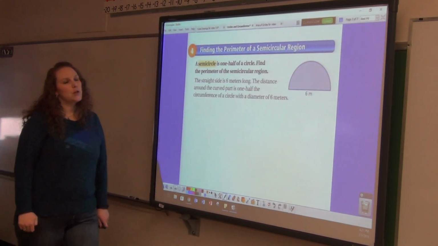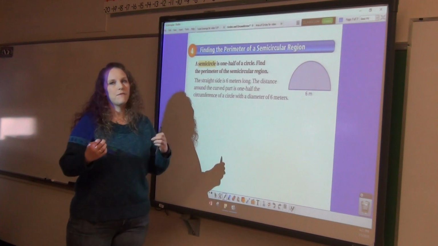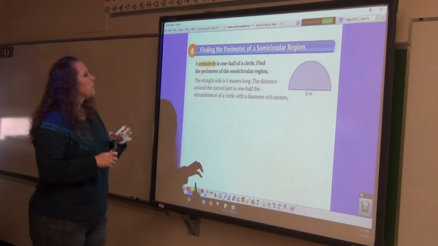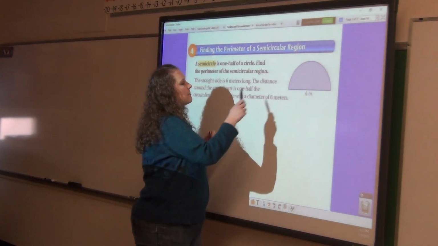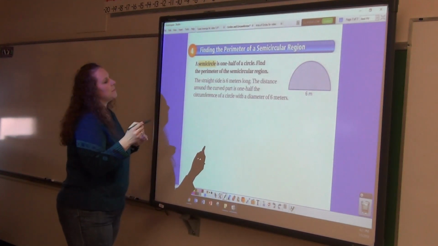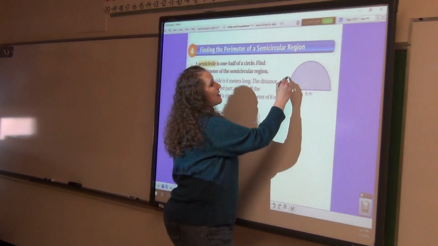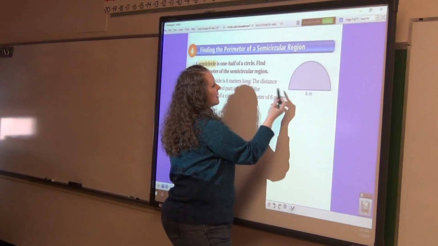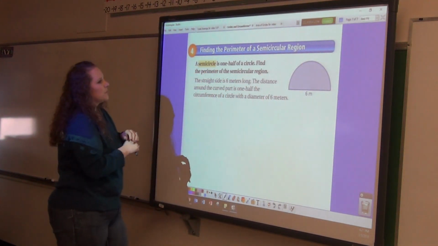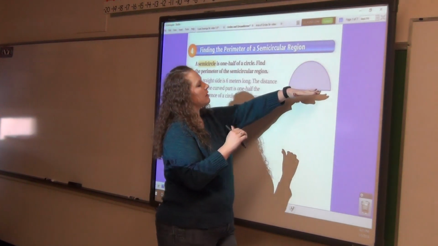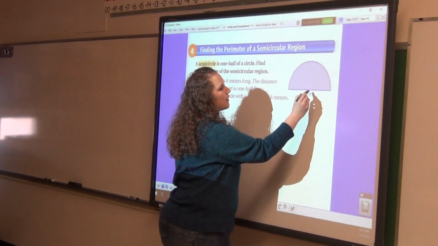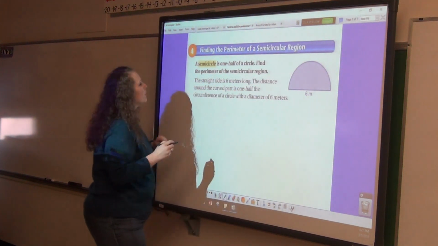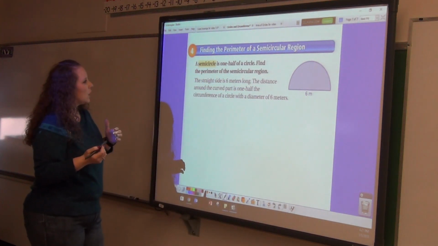All right, semicircles are really, really cool. It is half of a circle. So to find the perimeter of a semicircle or the circumference of a semicircle, we really should call it perimeter because this is half a circumference and then we have this length here. So this straight edge right here is actually your diameter. It goes from one end of your circle to the other and it goes through the center, so that's your diameter. So that is 6 meters long.